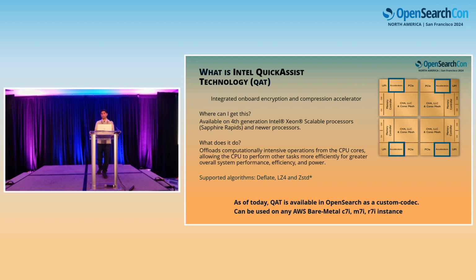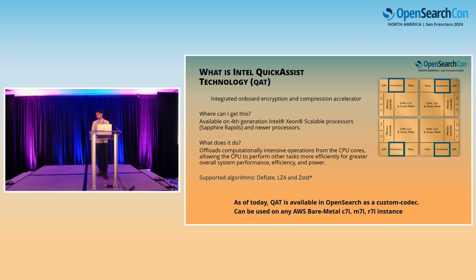So where can you find this? Firstly, Sapphire Rapids and newer. I think different clouds call it different terminologies, and I have a slide at the end which will show you by what name you can find it in your clouds. Intel brands it as the 4th gen Intel scalable processor.